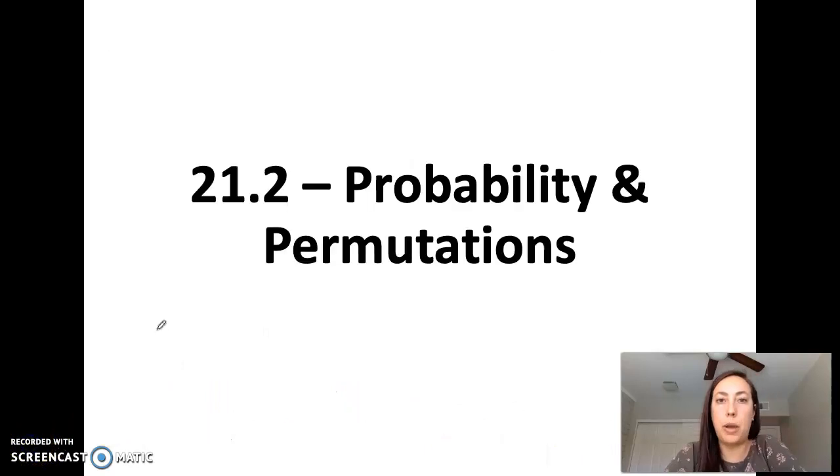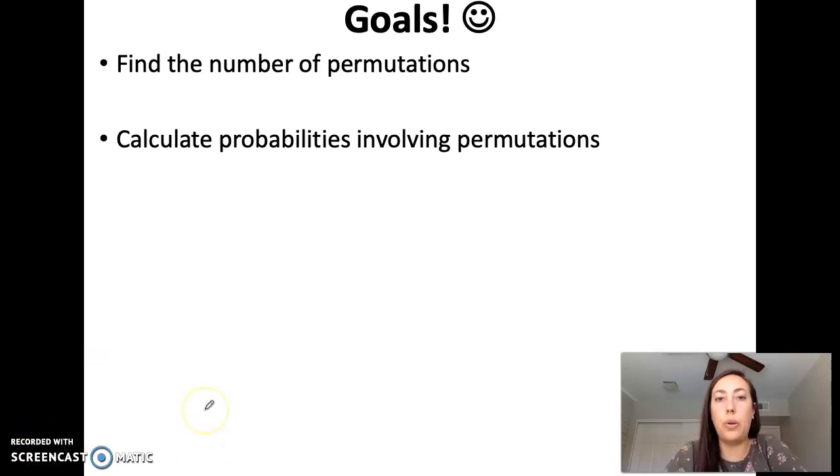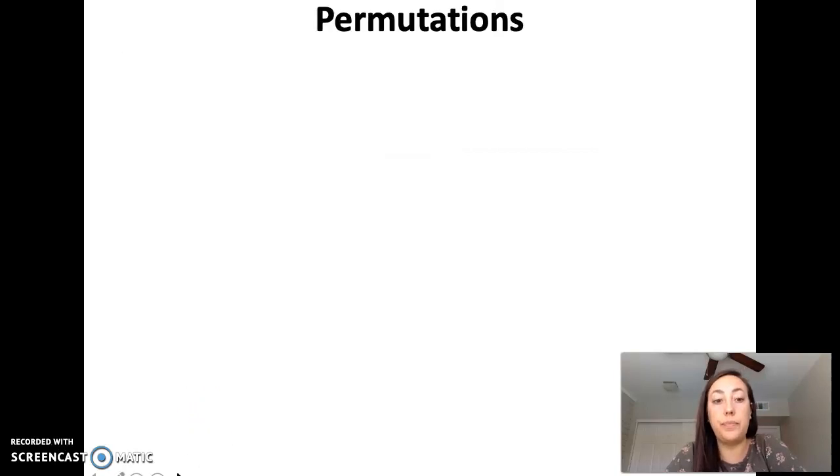This lesson, we're going to learn about permutations. So it's a counting method that we use in certain cases. So our objectives today are going to be find the number of permutations and then calculate probabilities involving permutations.